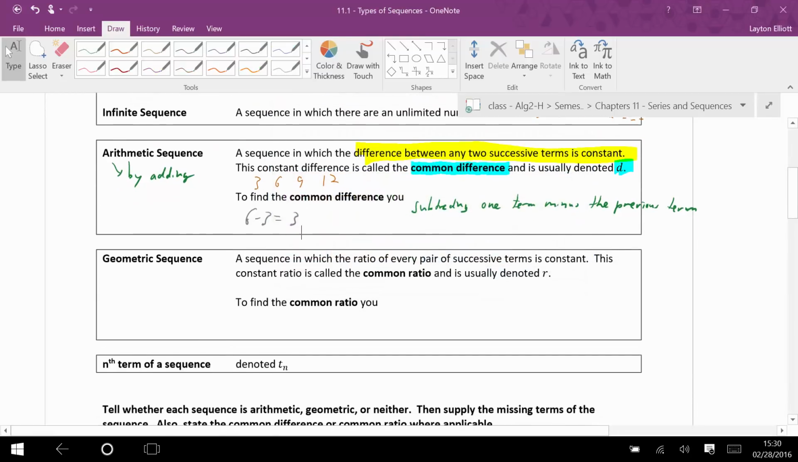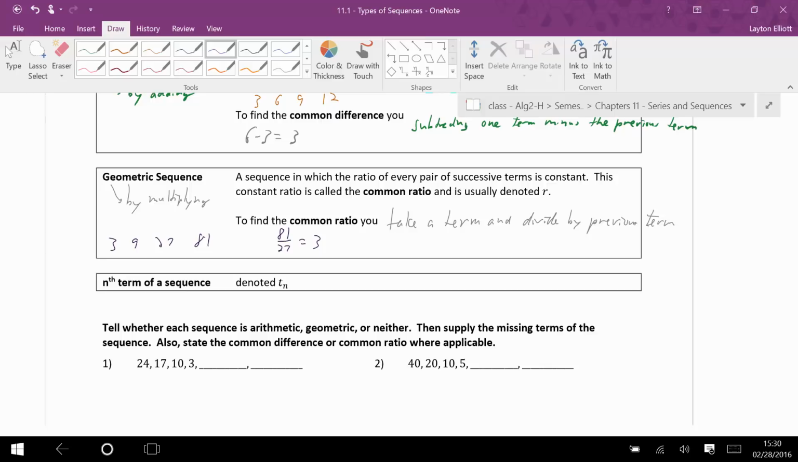Now, another type of sequence is called a geometric sequence, and that's a sequence where the ratio of every pair of successive terms is constant. In other words, we do a geometric sequence by multiplying. A geometric sequence is essentially obtained by multiplying. When we find the common ratio, you take a term and divide it by its previous term. So I could do a sequence like 3, 9, 27, 81, and if I take any term and divide it by its previous term, 81 over 27, I get 3, and that would be my common ratio.